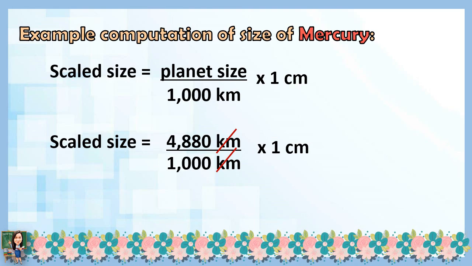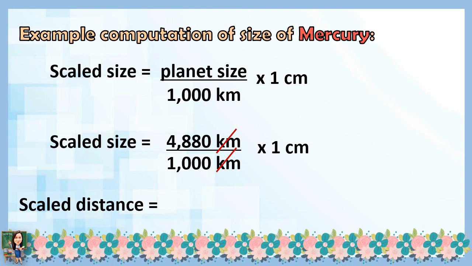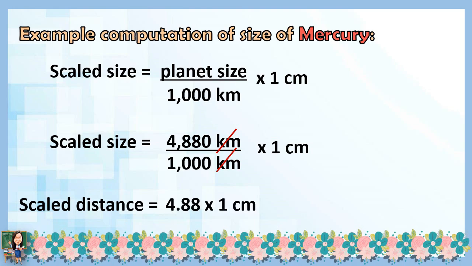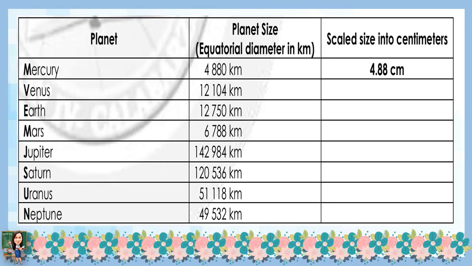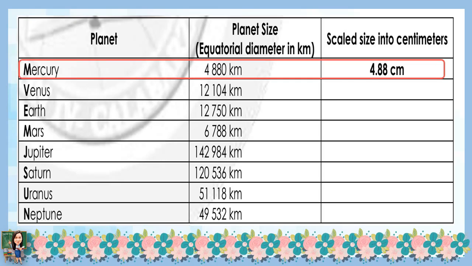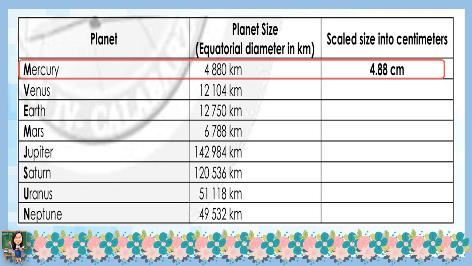4,880 divided by 1,000 equals, the scale distance is 4.88 times 1 centimeter equals 4.88 centimeters. Again, the scaled size of Mercury in centimeters is 4.88 centimeters. Now, get the scaled size of the following planets in centimeters. Let's start with planet Venus.